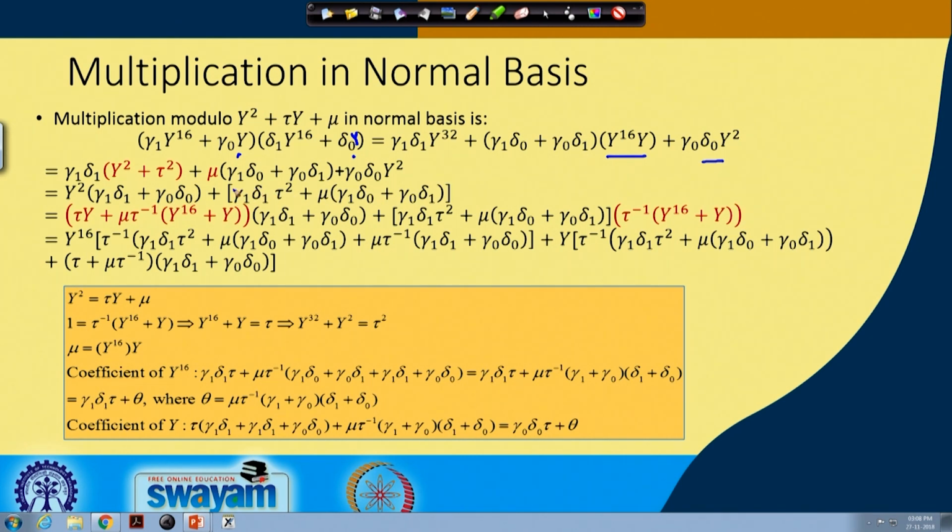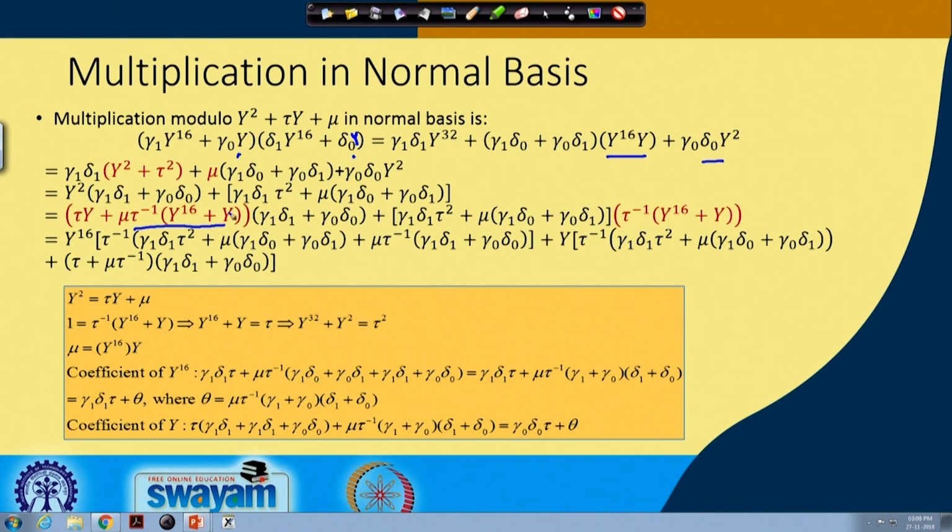Okay. So now I do a trick. So the trick is I replace 1 wherever there is a constant, and I replace 1 using my simplification which I have just now seen, and that is nothing but writing that as tau inverse multiplied by y to the power of 16 plus y. Okay. So therefore, what I do here is that I take these terms, and I write y square as tau y plus mu, but I do not write only tau y plus mu, but I write tau y plus mu into 1, and 1 is nothing but tau inverse multiplied by y power of 16 plus y. Okay. So that is essentially this part of the equation.